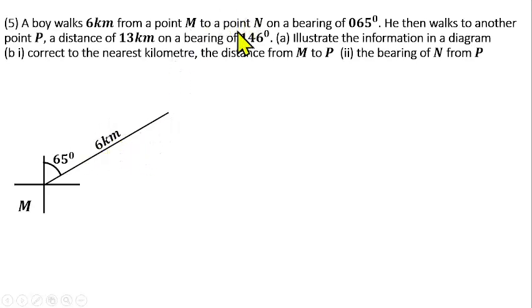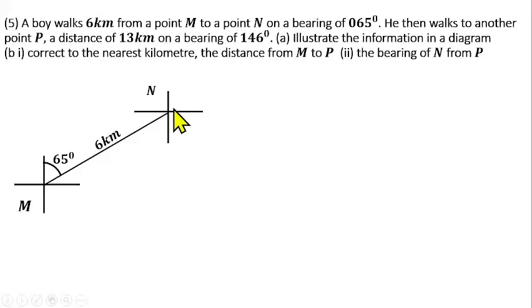Then to a point N. So that means you draw another cardinal point to represent point N. So from M to N. Now then it walks to another point P, a distance of 13 kilometers on a bearing of 146 degrees.